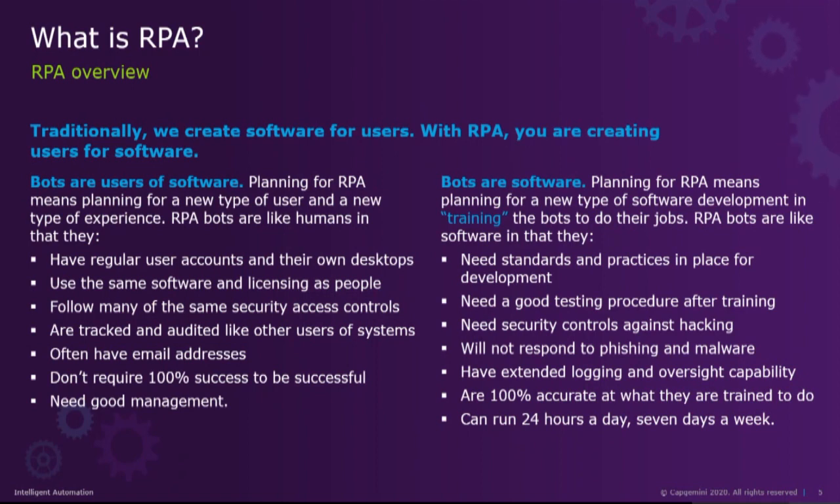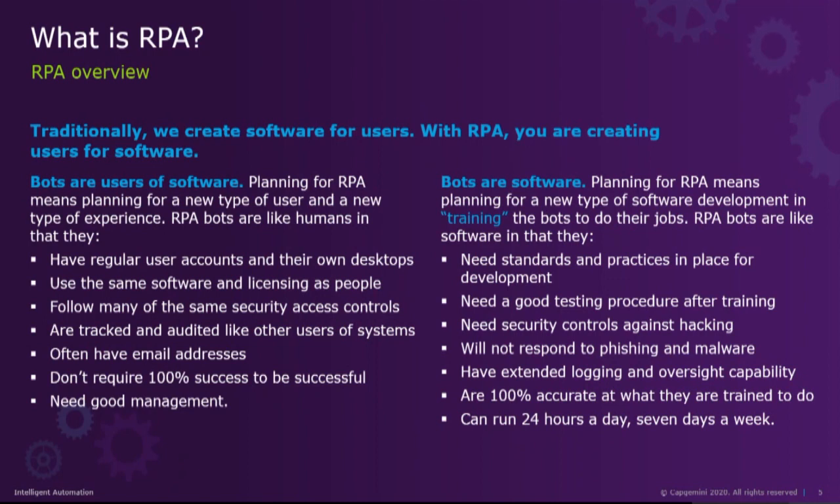So RPA bots will work like humans because they do have regular user accounts that are set up on their desktops. They'll get assigned an email address. They'll use the same permission settings getting into software. You'll have a software license for whatever software the client uses, and the bot will use the same license as you would use to license other users, and follow many of the same security access controls. The bot's activities are tracked and audited just like any other users of a system.